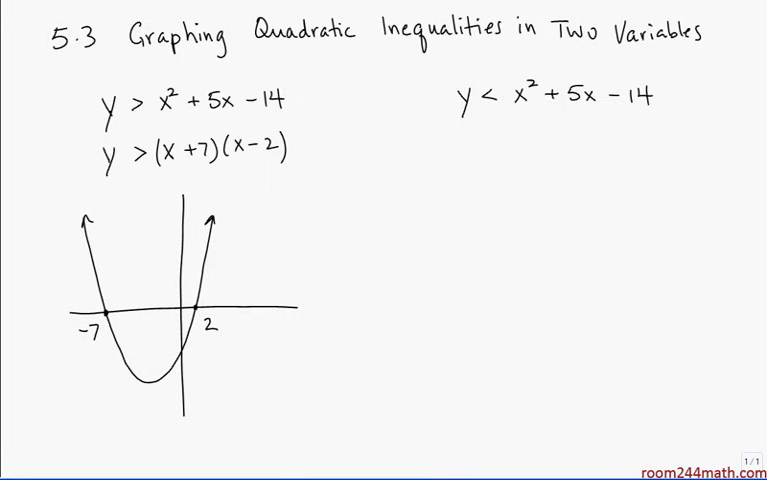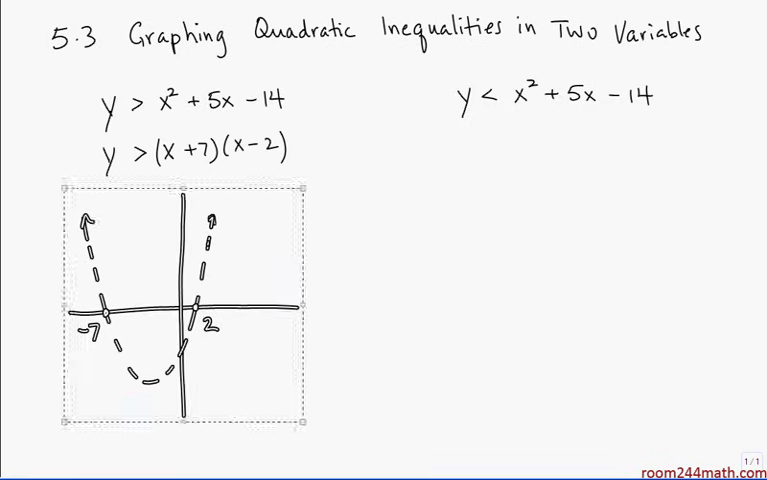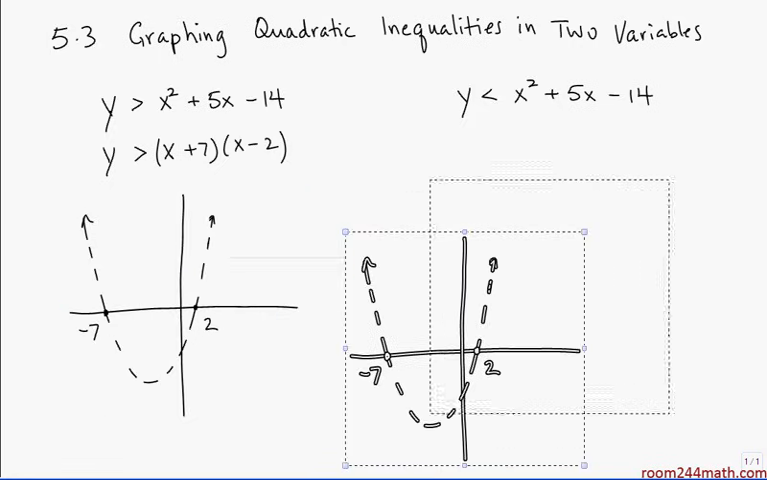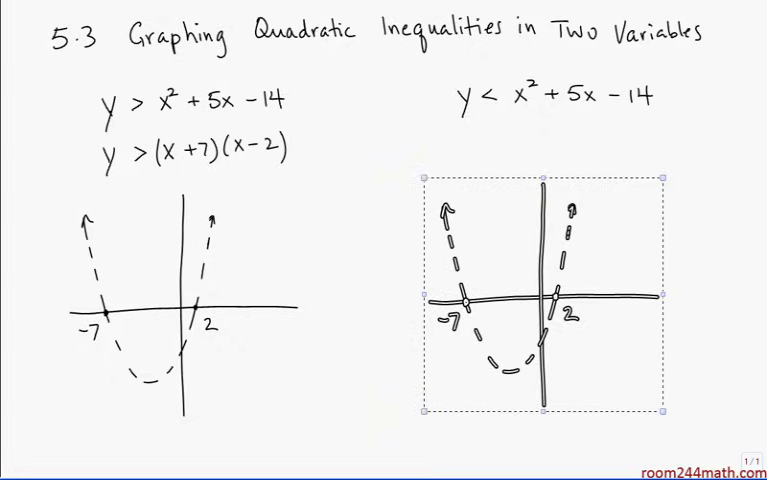But there's one thing I have to be careful about, because when I look at the inequality, it's a strict inequality, which means that the points on this parabola don't actually satisfy the inequality. They don't make it true. So I need to make this a dotted line, and you can do that whichever way you like. And since I'm doing the same graph, essentially, I'm just going to copy this graph and paste it over here. So obviously it's a little easier for me.